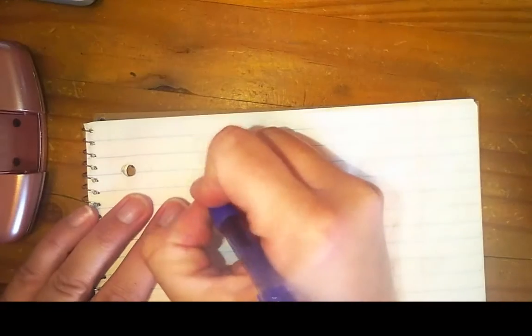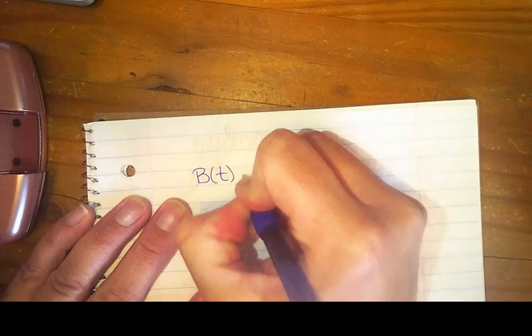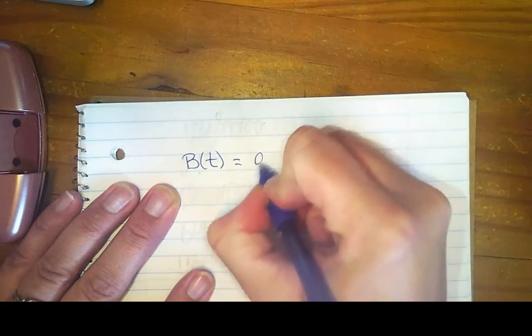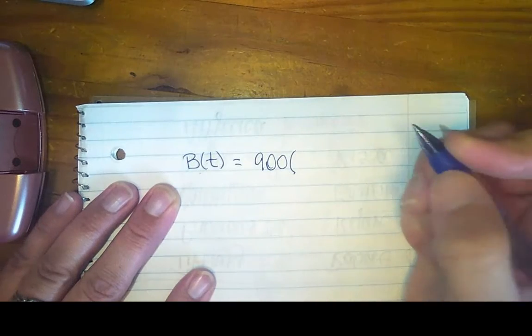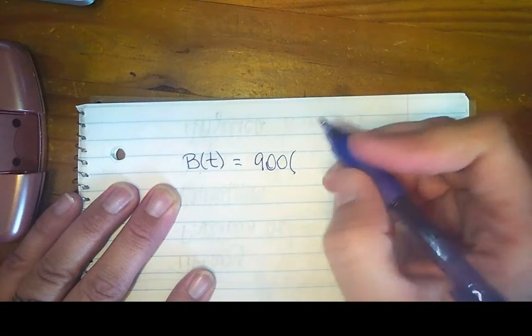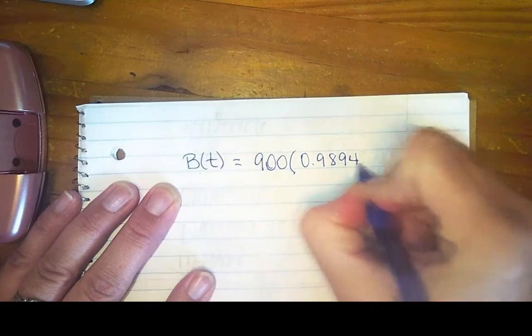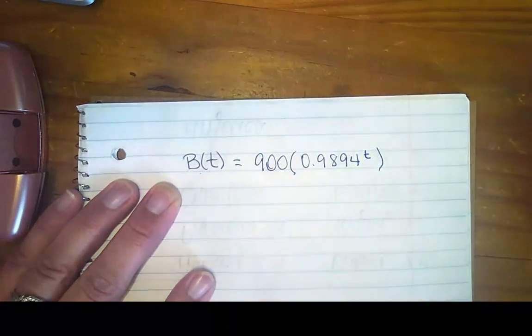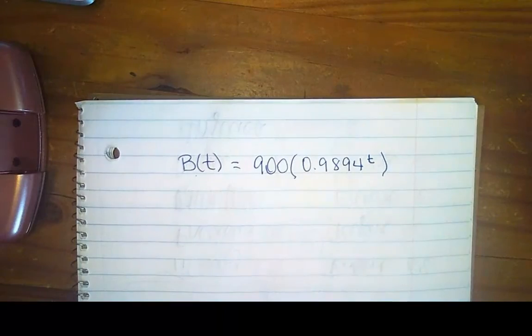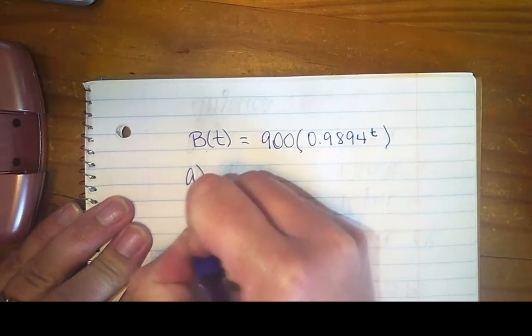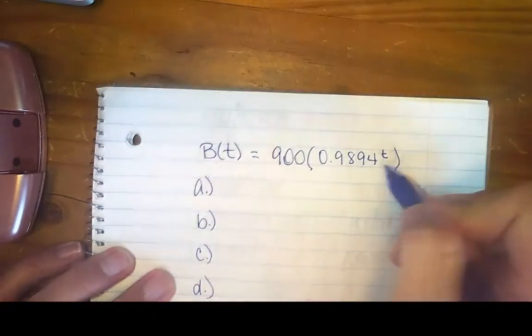Your balance after T number of months is given by. Okay, so they did all the hard work and they figured out the equation for you. So your balance in terms of time is 900 times 0.9894 raised to the T power. Okay, so find my balance at each of the given times. I have 4 different times, and remember that T is always in months.